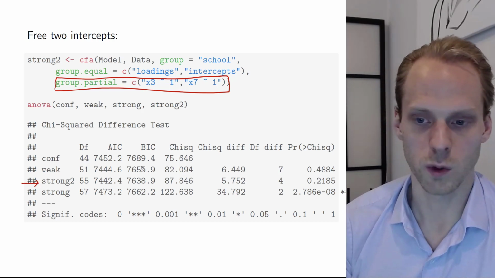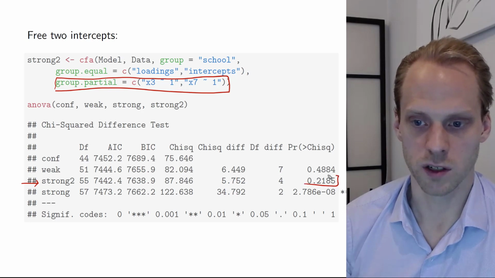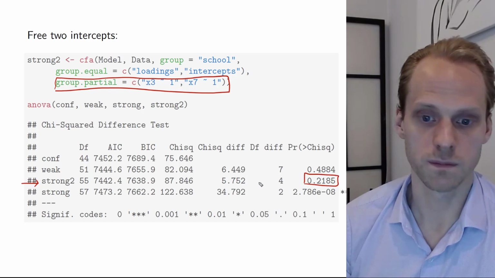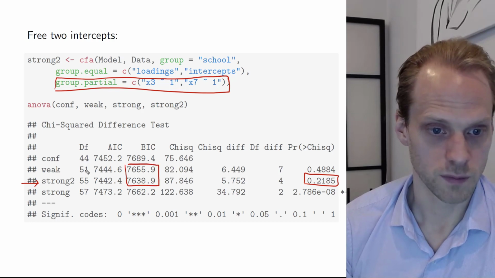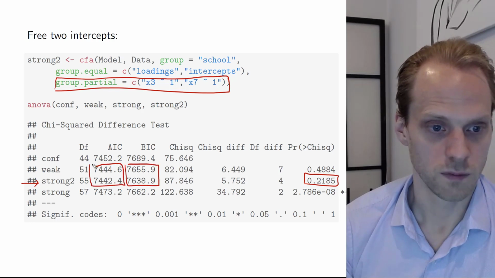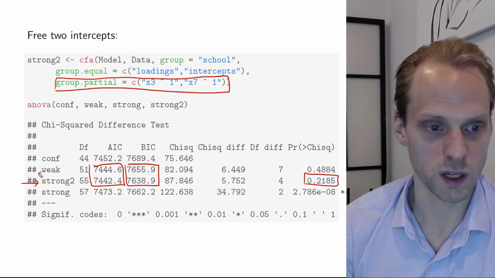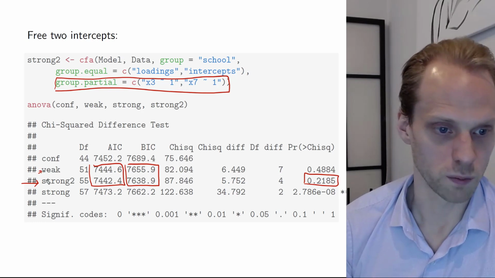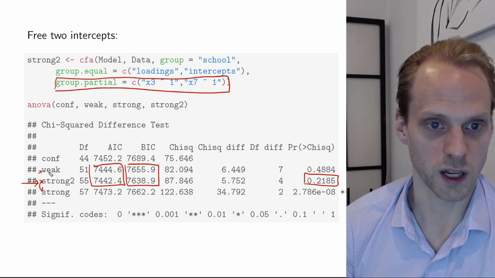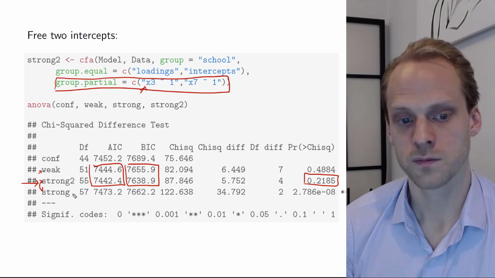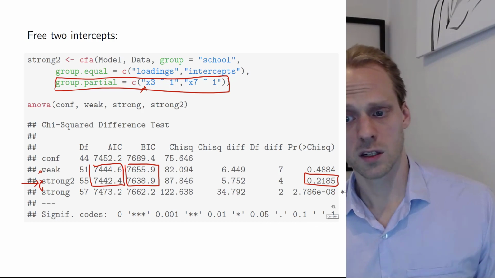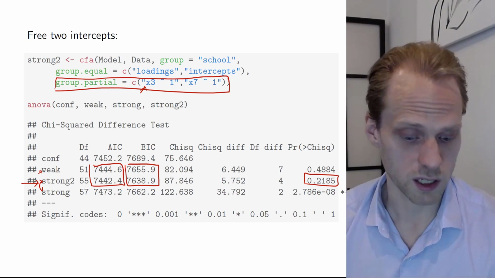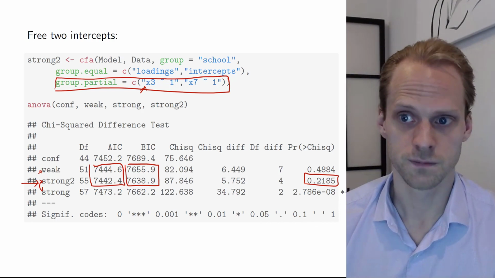Compared to the weak model, the p-value is not significant, it's 0.21. And also the BIC is lower and the AIC is lower. So we prefer this model over the weak invariance model. Then we can also compare this to the model where we did not have this free intercept, and we can see it also fits much better than that. So then we can say we accept at least partial invariance here.